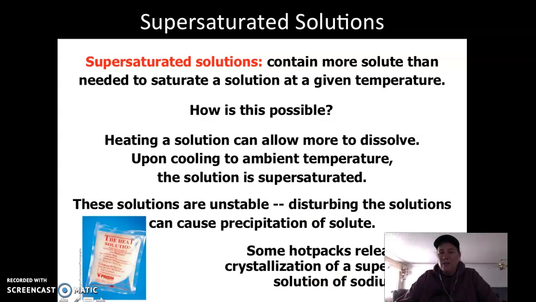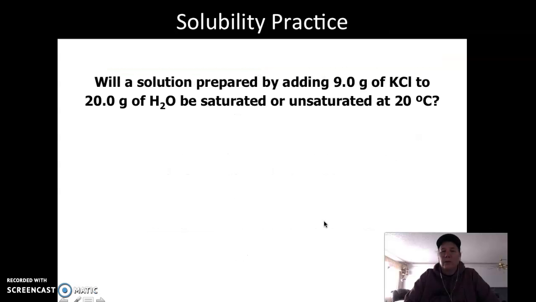Some hot packs use that. But when you supersaturate solutions, they're not very stable, so they're going to precipitate out the solute, again usually in really big crystals, so it looks kind of cool.